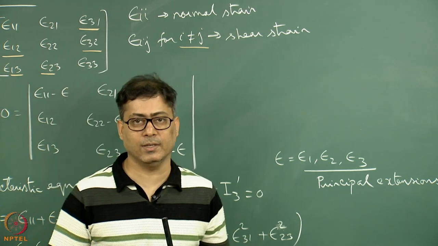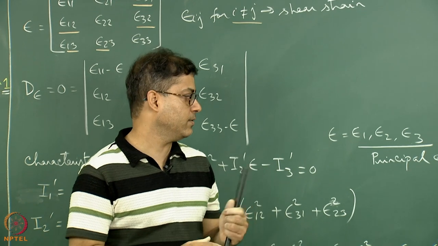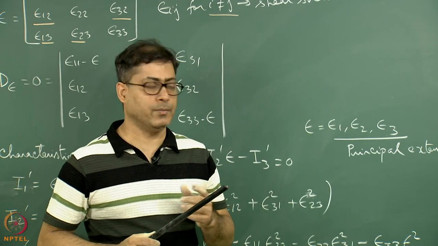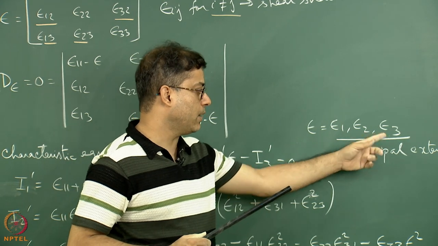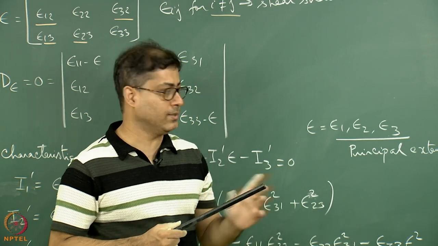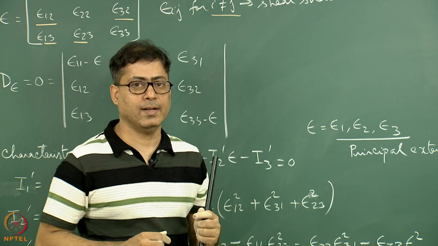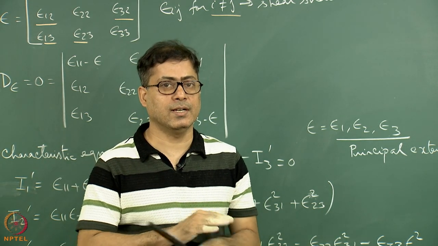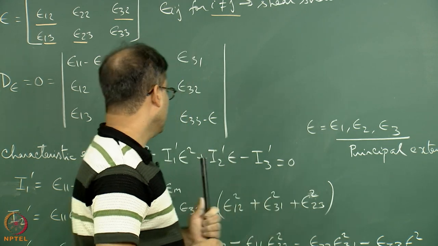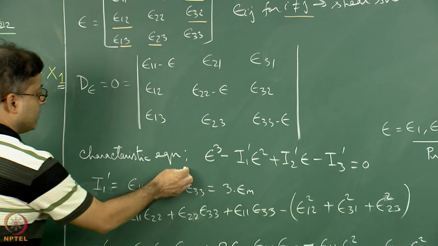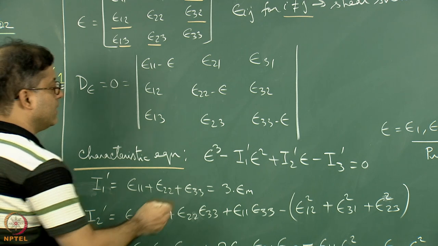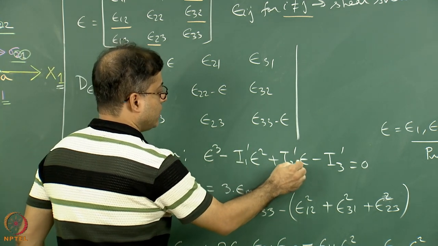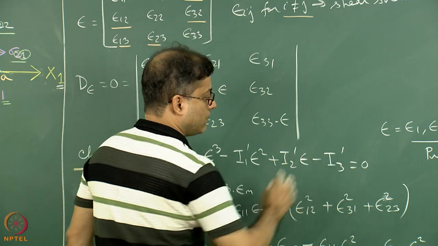In a deforming body, the body might be extending in various ways, but it is possible to constrain its deformation in terms of three mutually perpendicular directions, 1, 2 and 3 in this case, where all extensions take place along those directions and no shear strain works. Similarly, the characteristic equation can be written as epsilon cubed minus I1 dash epsilon squared plus I2 dash epsilon minus I3 dash equal to 0.